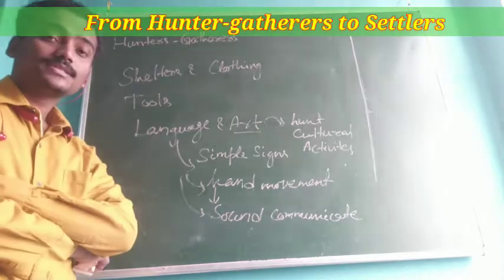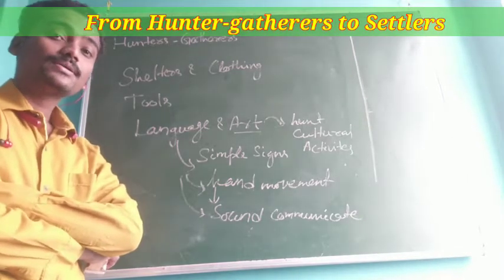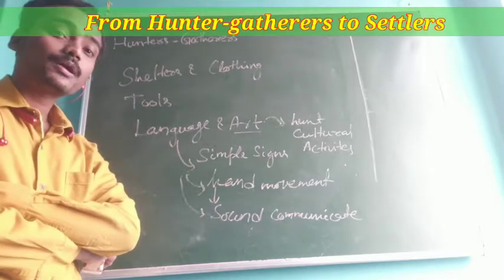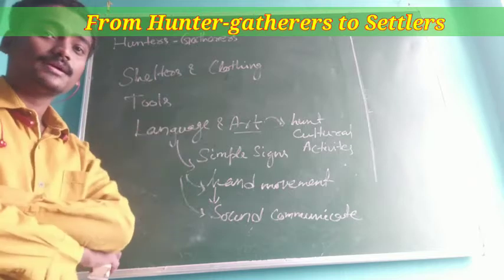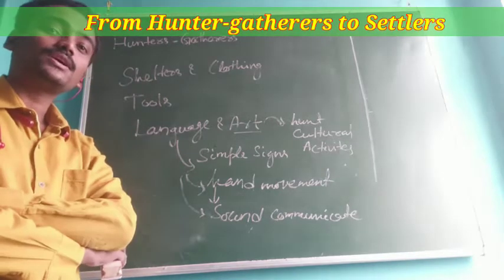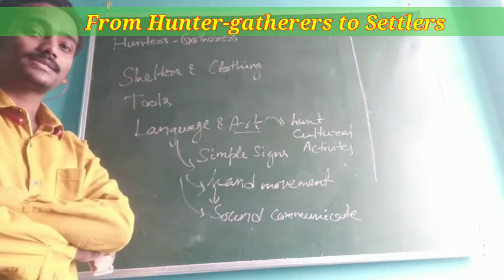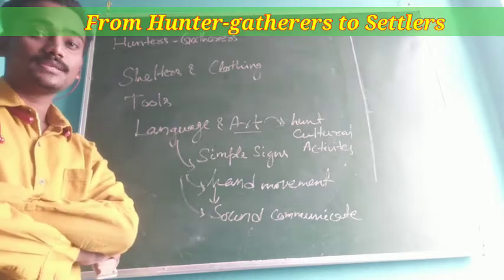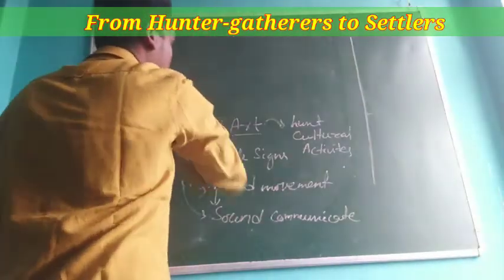Our next concept is from hunter-gatherers to settlers. How did they evolve from time to time? Tools evolved from time to time, and human living style and survival skills also developed, and they started settling in one place. Okay, how they settled in one place, let's discuss.